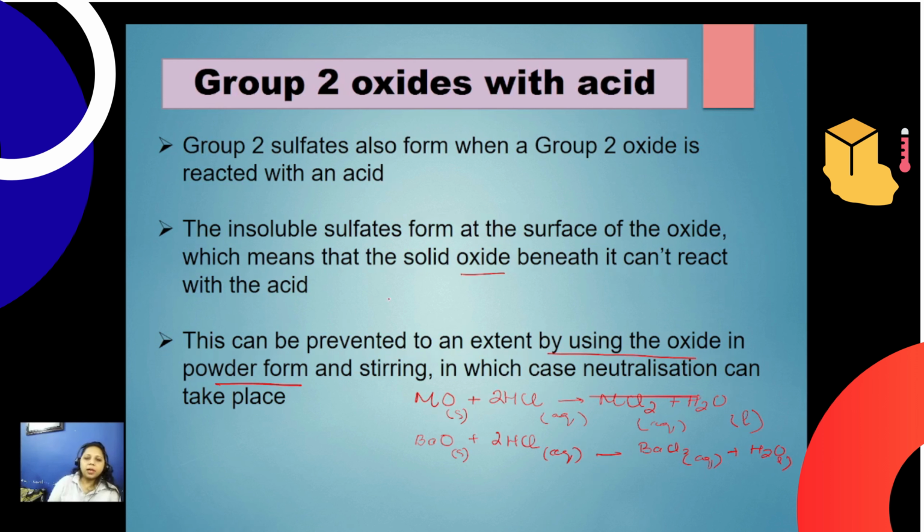What happens in the case of sulfate? Metal oxide along with sulfuric acid forms metal sulfate. Now some are soluble; you just need to remember the solubility. It would be solid, the sulfate aqueous or solid, and then water is formed, which would be liquid. Just remember the solubility rule: only magnesium sulfate is soluble, all other three are insoluble. So for those you have to write S, and you can easily predict the reaction.